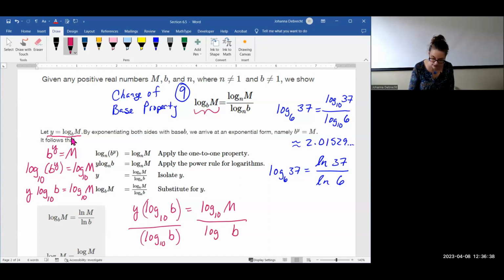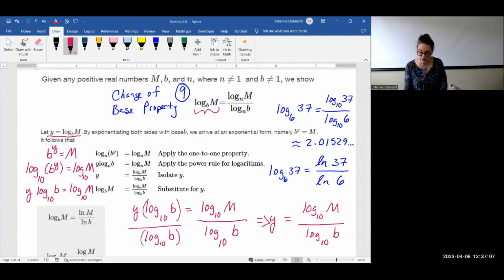Oops, got ahead of myself, log base 10 of b. So this then tells me, coming over to the side, update it a little bit. I've isolated y. Don't put an equals between because they're not equal, but one follows from the other. That y is equal to the log base 10 of uppercase M divided by log base 10 of the original base b.